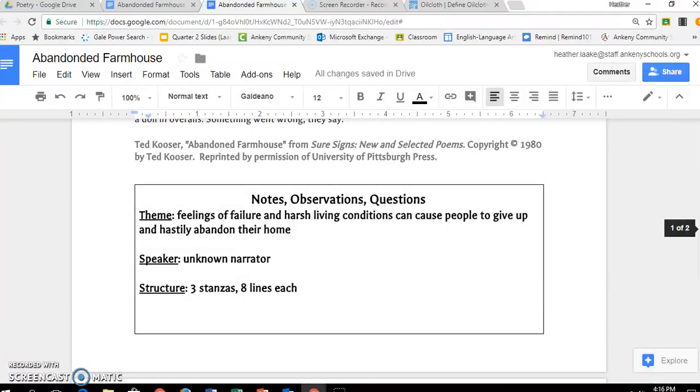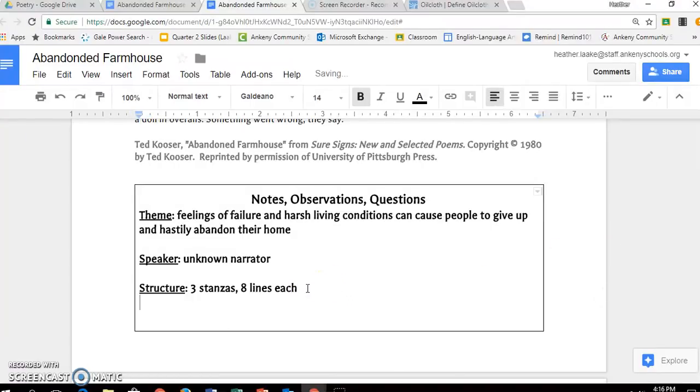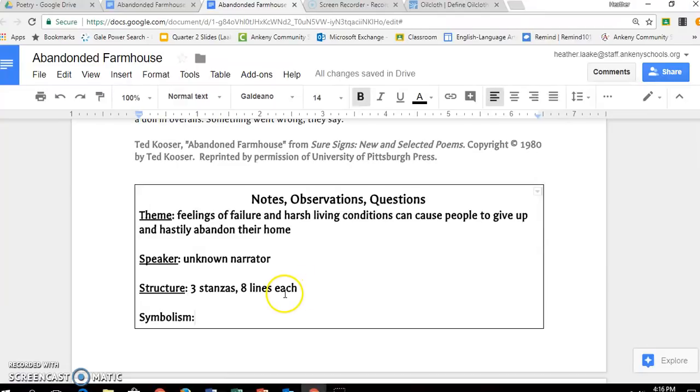The next step in the How to Read a Poem says, Step 7, pull it all together by examining the language and symbolism within the poem. These elements work together to create the connotative meaning. So the connotative meaning is a meaning that words have beyond the dictionary definition. Symbolism. So here I think the abandoned farmhouse is a symbol. The abandoned farmhouse, I think, symbolizes failure.